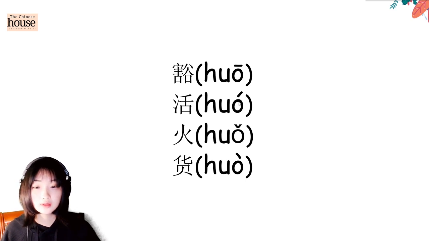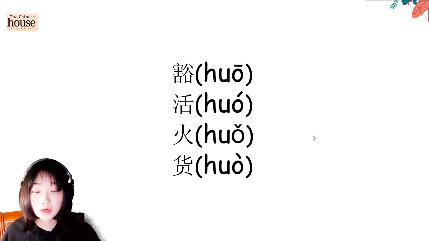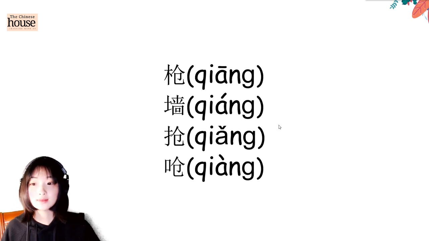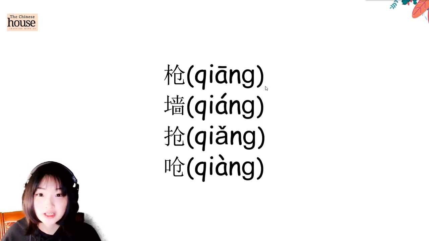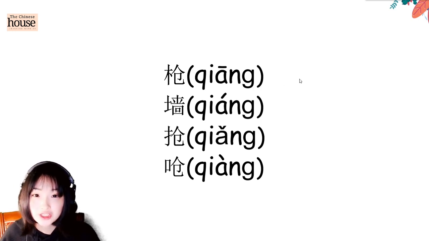Huō, huó, huǒ, huò. Again. Huō, huó, huǒ, huò. And then level 3, don't pronounce it as Chen. There is no Chen in Chinese.